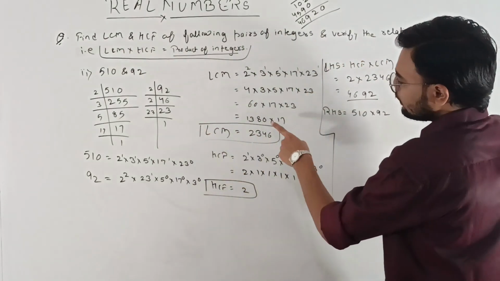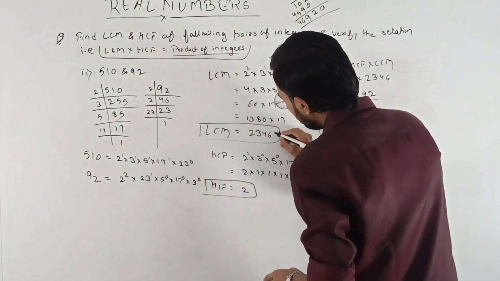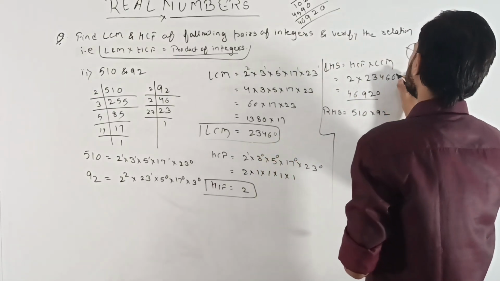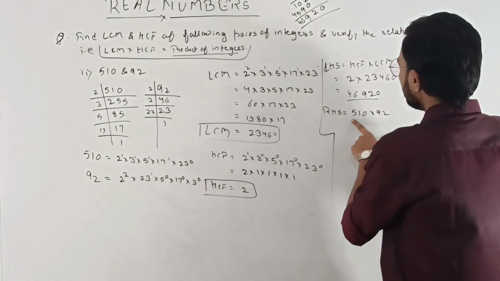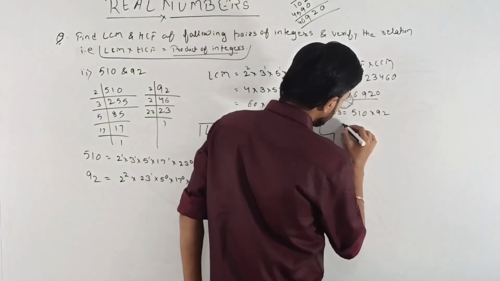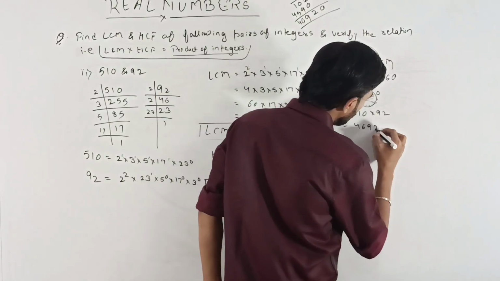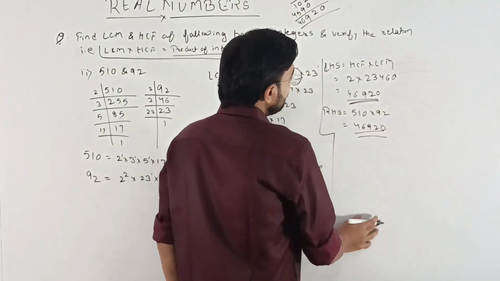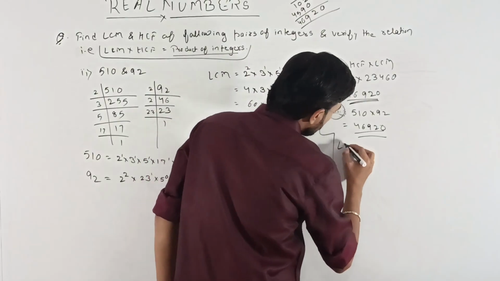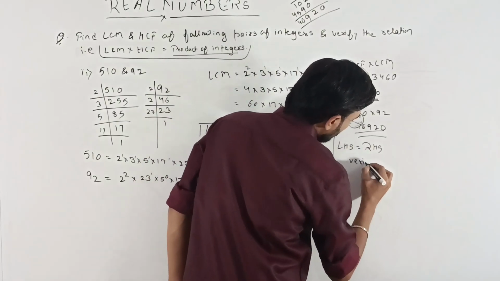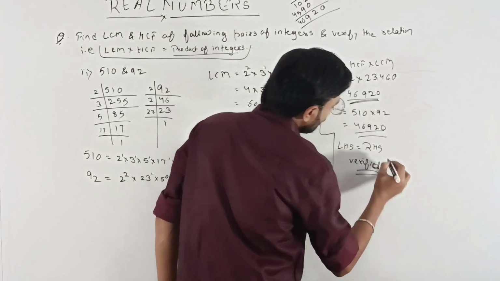Oh, I made one mistake. I left this 0. Then our LCM is 23460, then this will become 46920. Now 510 multiplied with 92 becomes 46920, which is equal to 46920. Now look, RHS is equal to LHS. Then our relation is true. LHS is equal to RHS. Then our relation is verified, which means our relation is true.